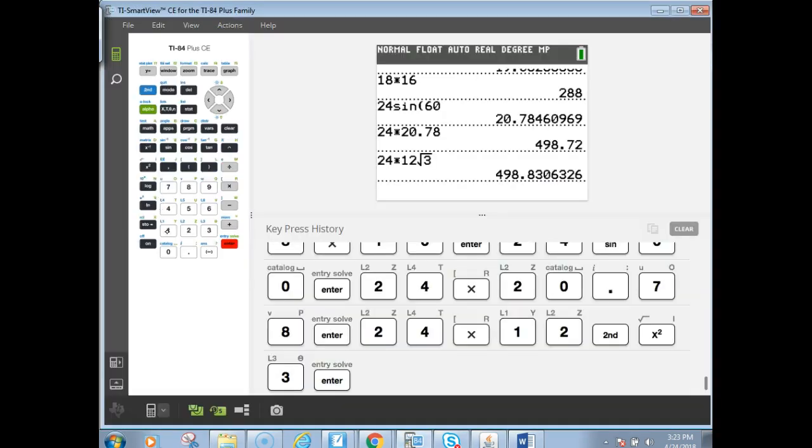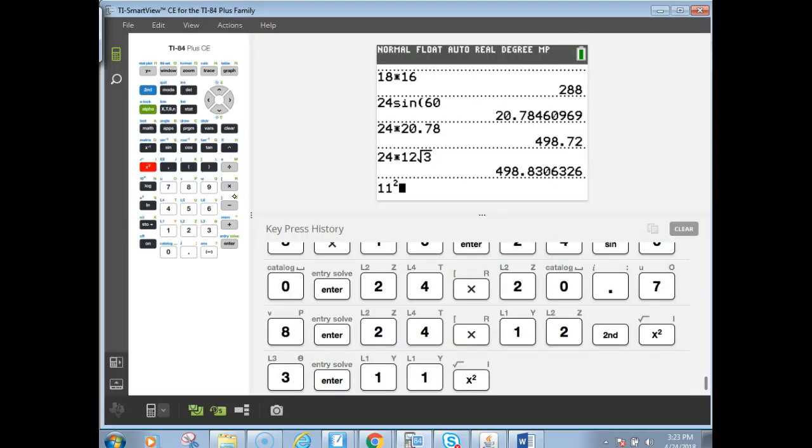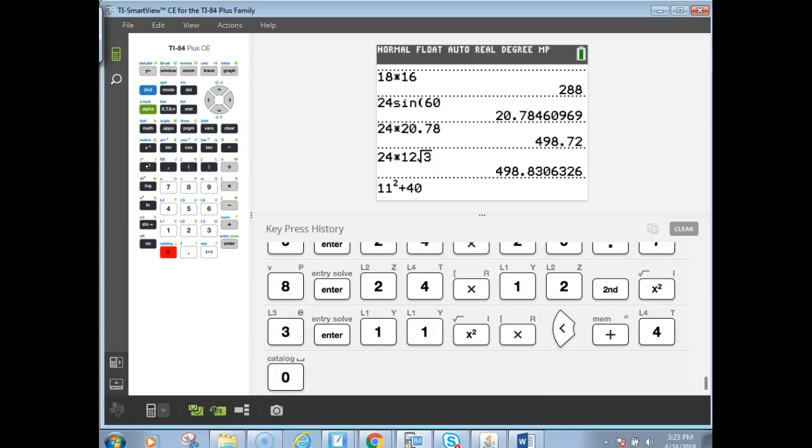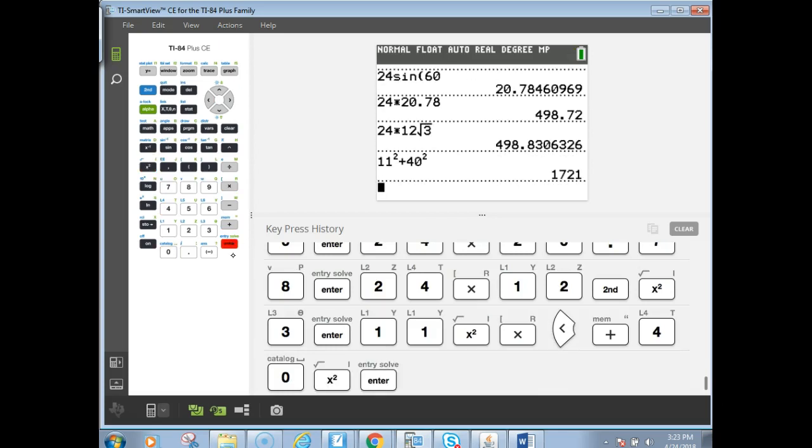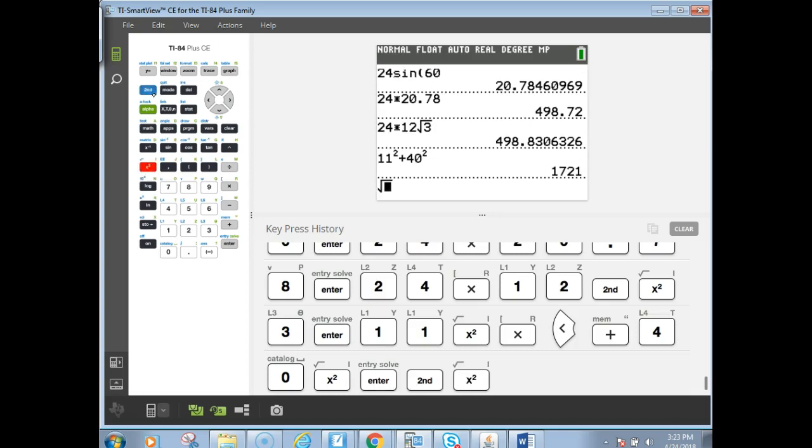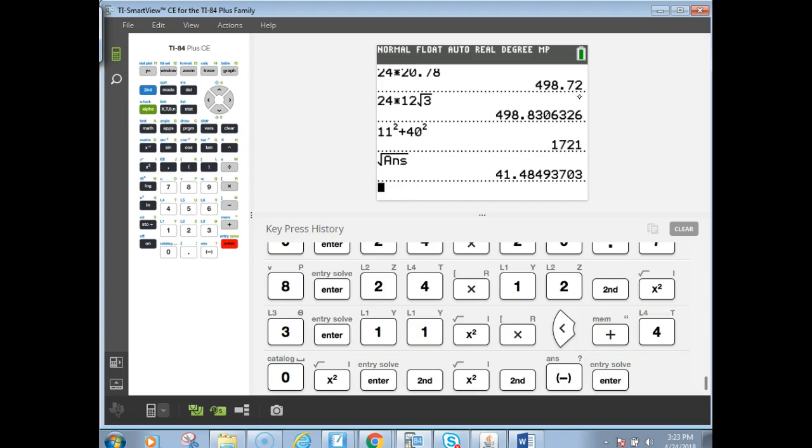I guess I'll grab my calculator. Although I know you guys are probably beating me, as I always say. 1721, we're going to have to take the square root of that. 41.48.